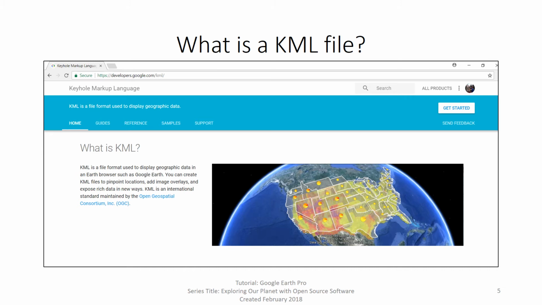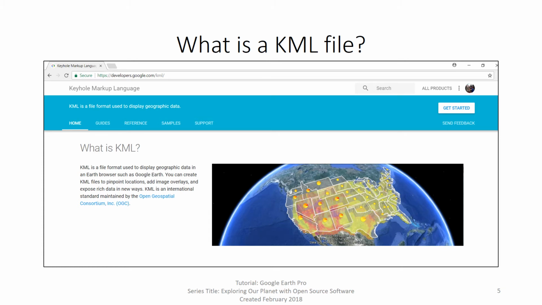So what is a KML file? Well, KML stands for Keyhole Markup Language. What does that mean? It's a file format used to display spatial data in an Earth browser like Google Earth Web or Google Earth Pro. You can create a KML file when you're working on a map document in either Google Earth Web or Google Earth Pro, or you can search and locate already existing KML files on the web for uploading into Google Earth.